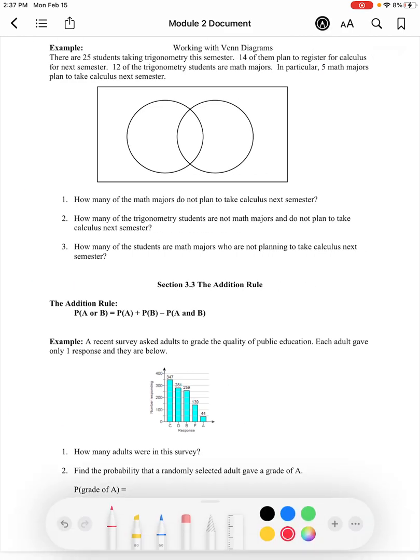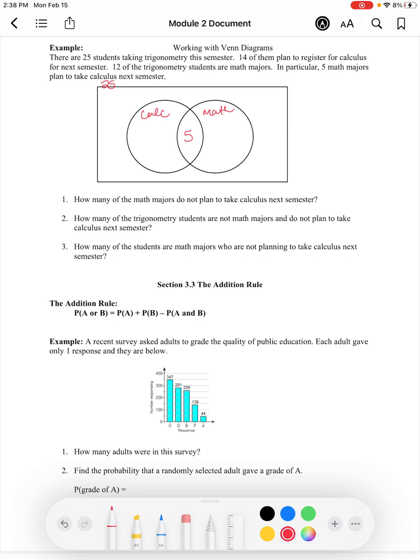Going on to page 2. There are 25 students taking trig, so I'm going to put 25 up here because I know that the total box has to add to 25. 14 of them plan to register for calculus. 12 are math majors. So I know this whole circle has got to be 14 for calculus. I know the whole circle for math majors has got to be 12. And it tells me 5 of the math majors plan to take calculus. So I know that's the intersection.